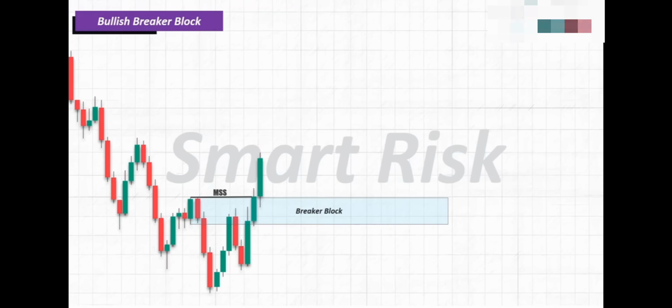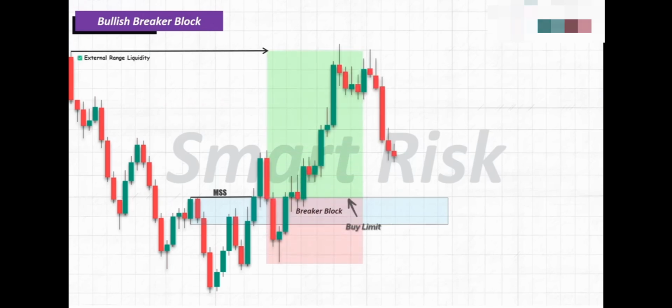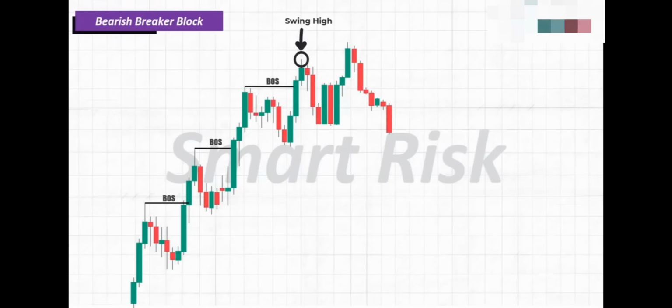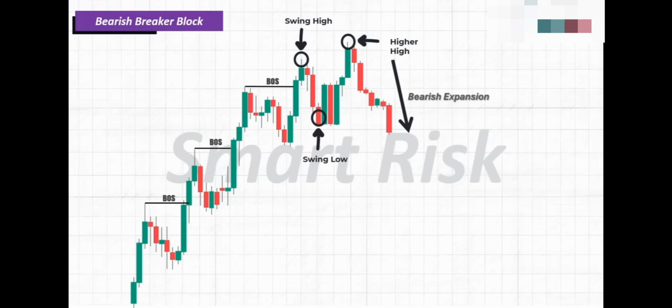To enter a trade based on the bullish breaker block, place a buy limit order at the highest point of the block and wait for price to retrace into it. The bearish breaker block is the exact opposite. Price must first create a swing high, then a swing low, followed by a higher high. After that, we need to see a strong bearish displacement move that breaks structure and closes below the swing low, confirming the market structure shift.